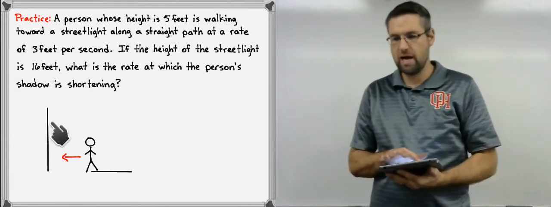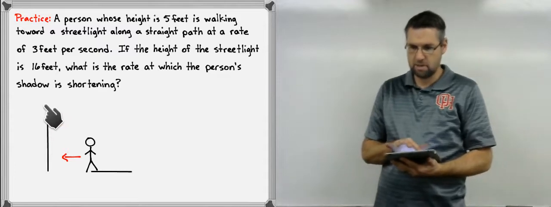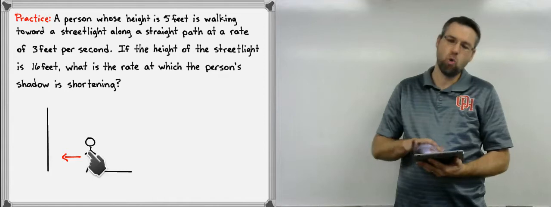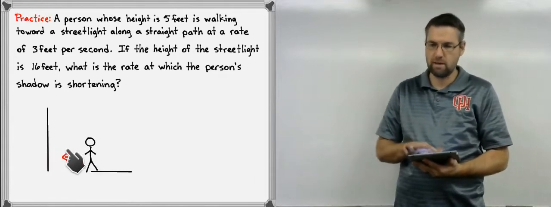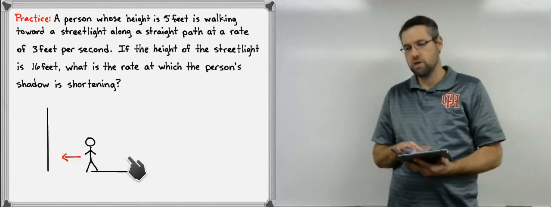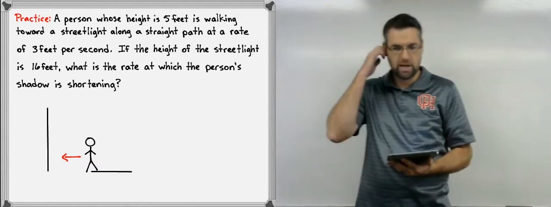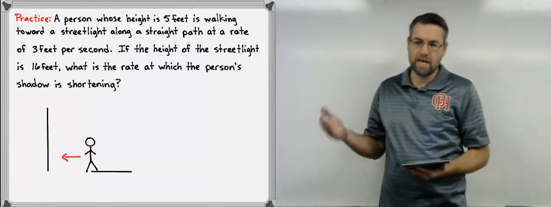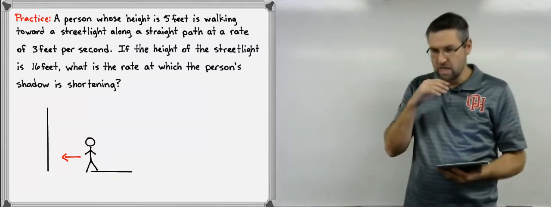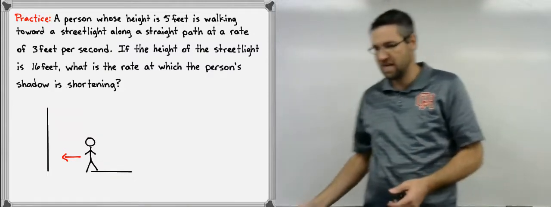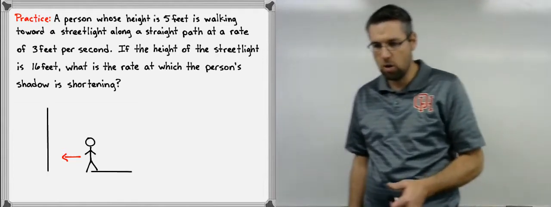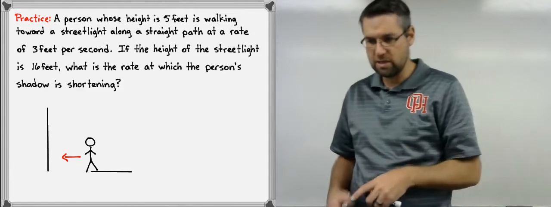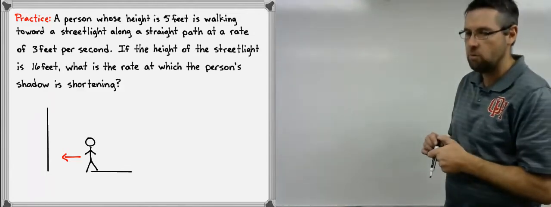You have the street light, right? And there's a light at the top of this. And it says that this person is walking towards the street light. That's important, right? If they're walking away from the street light versus walking towards the street light, you're going to get two different things going on here, okay? Now, it gives us our rate at which they're moving. It tells us how tall the person is, and it tells us how tall the street light is, and it's asking for the rate at which the person's shadow is shortening.